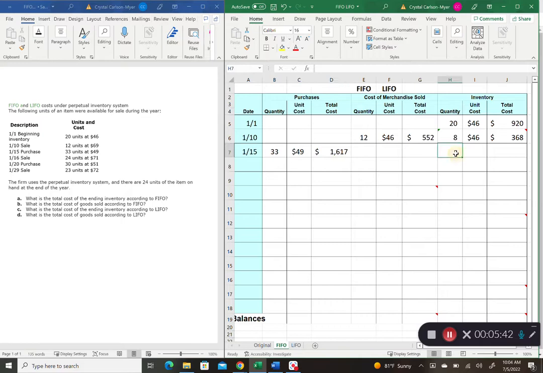So I need to keep those separate because when I make a sale, I'm going to sell my first ones that I brought in. They're going to be the first ones sold. So first in, first out. So that's why I need to keep my inventory layers separate.